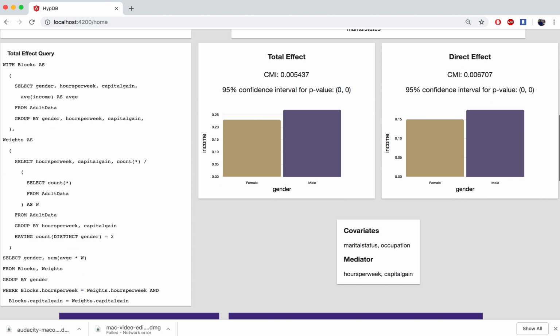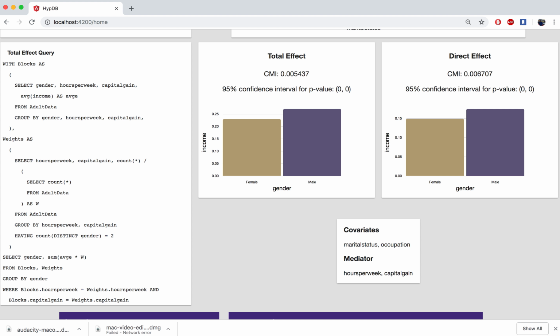To remove the bias from the initial SQL query, HypDB rewrites the query to control for the confounding variables. Here you see the rewritten query associated with the naive one that we started with. In this bar diagram, you see the answers to this rewritten query. As you observed, the rewritten query answers suggest that the disparity between males and females is not nearly as drastic as suggested by the naive SQL query.